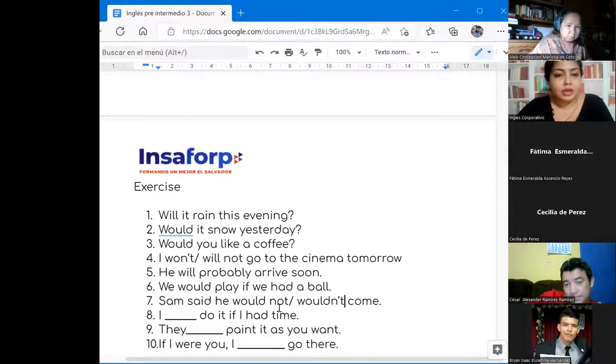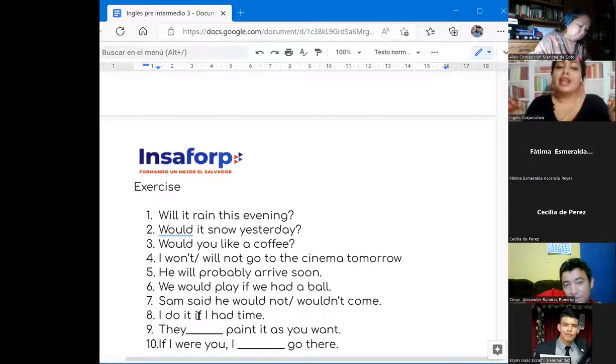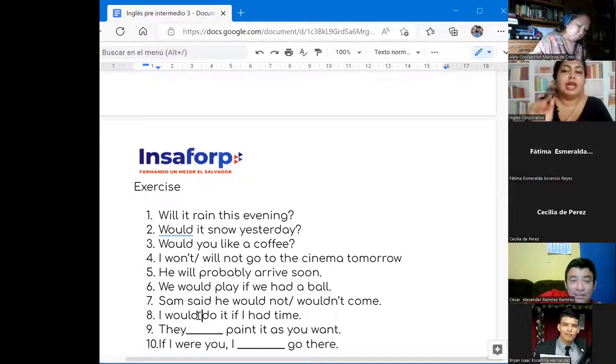Then we have number eight. I do it if I had time. I will do. No, I would. I would do it if I had time. Because we have something in past. Ya ves, hasta yo me equivoco.